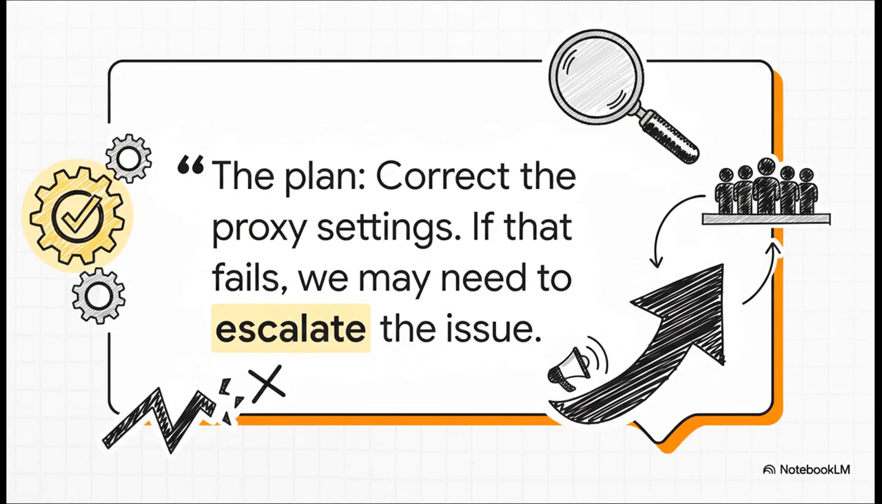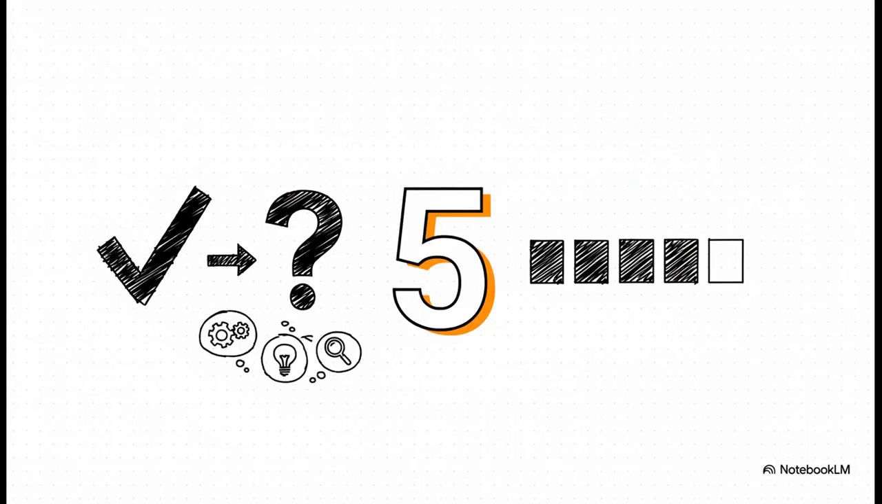For our detective, the plan is simple. Put in the correct proxy settings. But a good plan also has a what if. What if this doesn't work? The plan says it's time to escalate. Time to call for backup. The fix is in, the setting is changed, case closed, right? Not so fast.